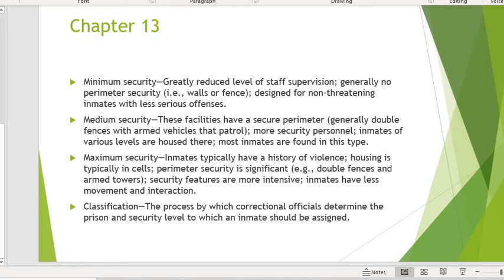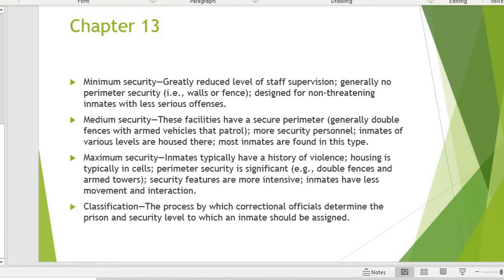This is Chapter 13, Part 4. So we'll continue on going over just some basics, basic features of prisons. Of course, we have the various levels of security, going from minimum security to maximum security.